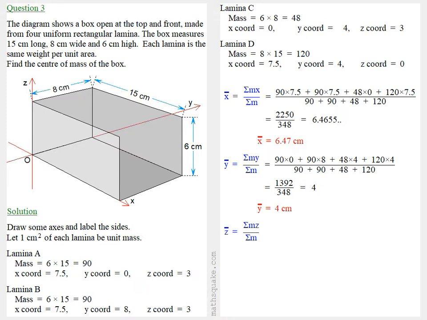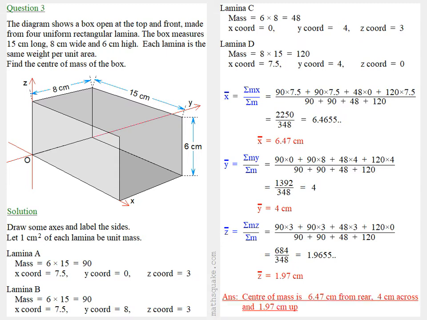And then finally we have Z bar is the sum of the MZ's over the sum of the M's. So that's 90 times 3 plus 90 times 3 plus 48 times 3 plus 120 times 0, all over 90 plus 90 plus 48 plus 120, which gives us 684 over 348, which is equal to 1.9655. Or rounding it off, Z bar is equal to 1.97 centimetres. And so our answer is the centre of mass is 6.4 centimetres from the rear end, 4 centimetres across, and 1.97 centimetres up.